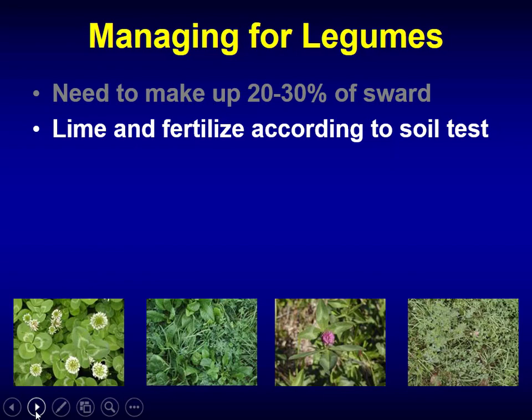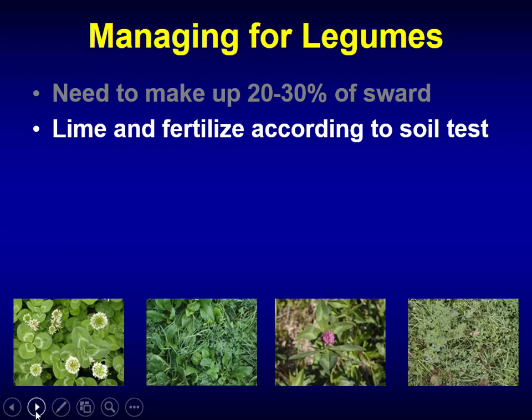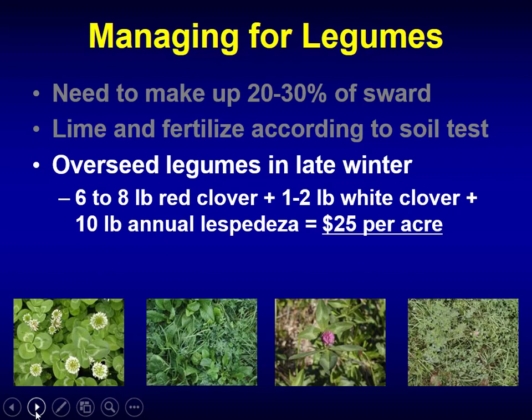clover in our pastures. Our improved legumes like red clover, ladino clover and alfalfa tend to like higher levels of soil fertility. So we want to think about building that soil fertility up to encourage their growth in that pasture. And then we can overseed legumes in late winter. We call it frost seeding in the transition zone. So we graze our pastures close and broadcast legumes on. The freezing and thawing of the soil incorporates those legumes into the soil.